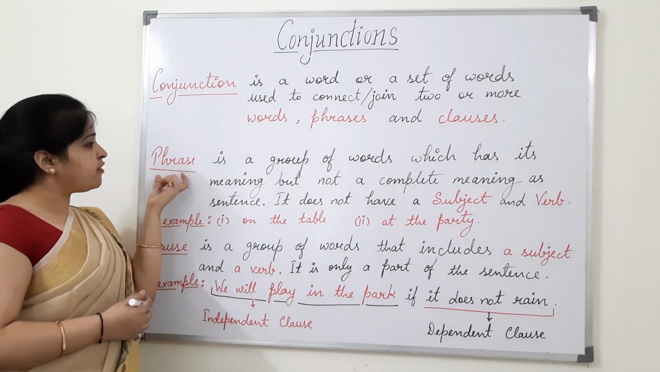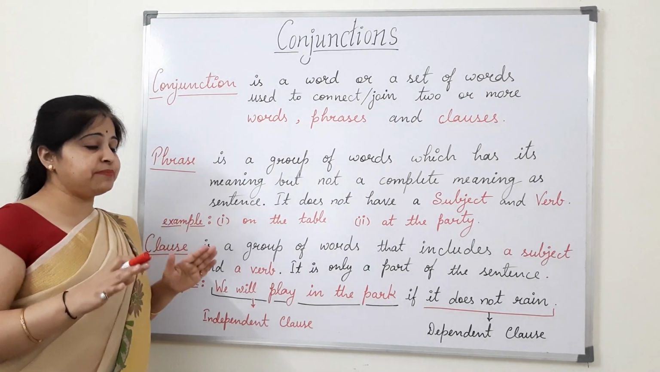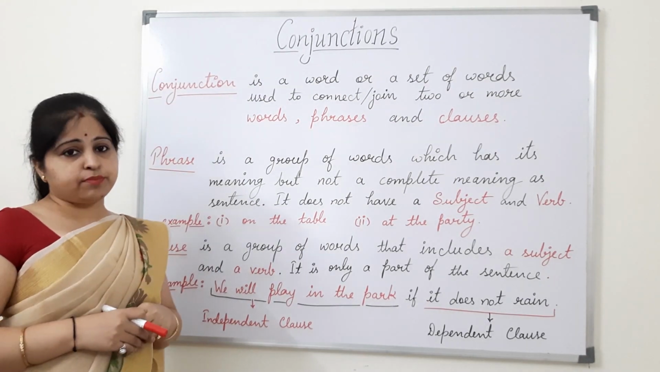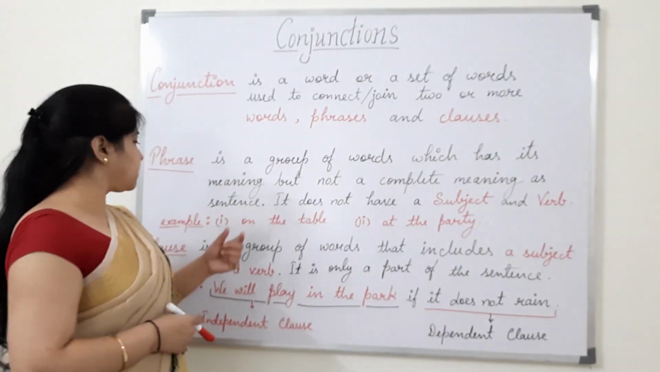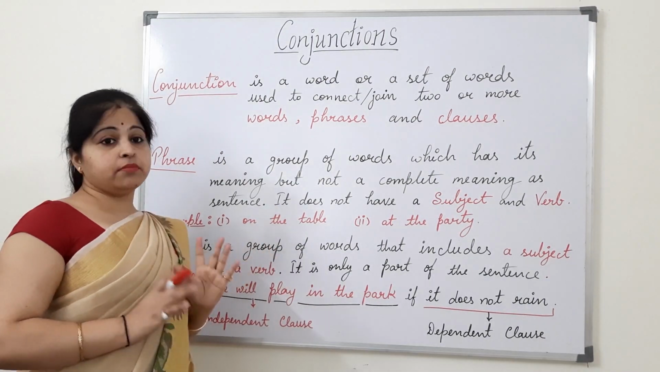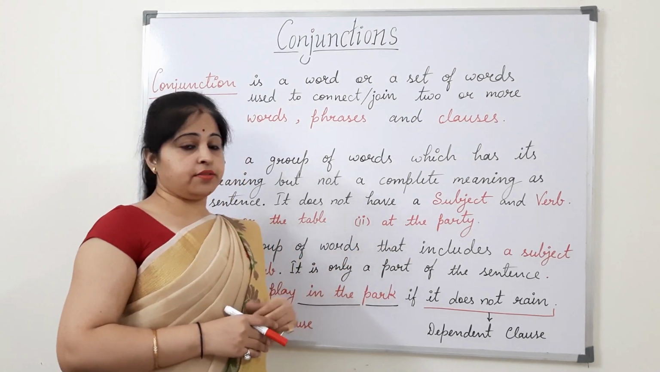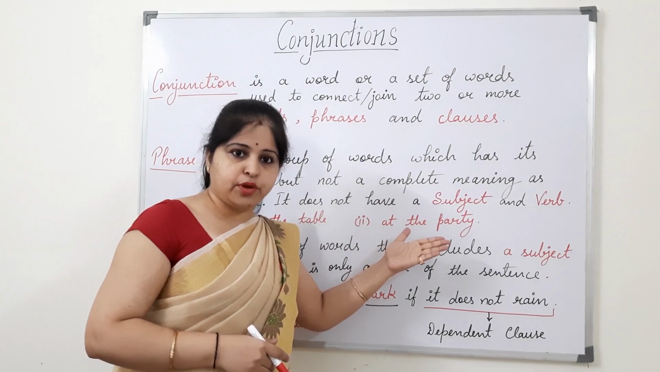Phrase. A phrase is a group of words which has its meaning but not a complete meaning as a sentence. It does not have a subject and verb. Let us see the examples. First is "on the table." Is there a subject and verb? No. So it's a phrase. "At the party." There is no subject and verb. Again, an example of a phrase.